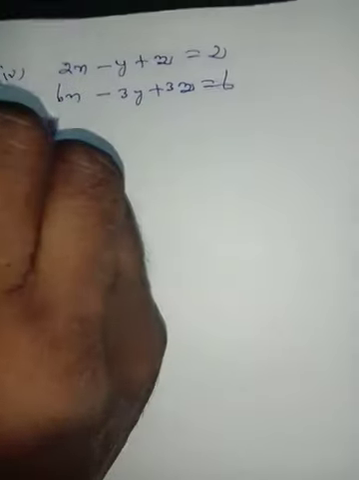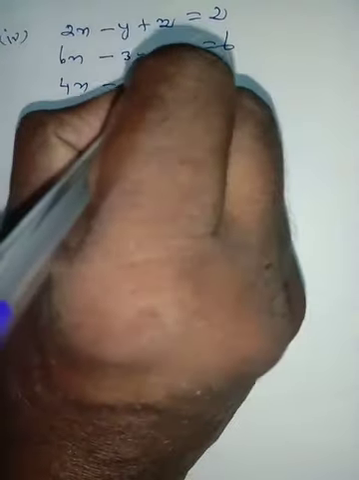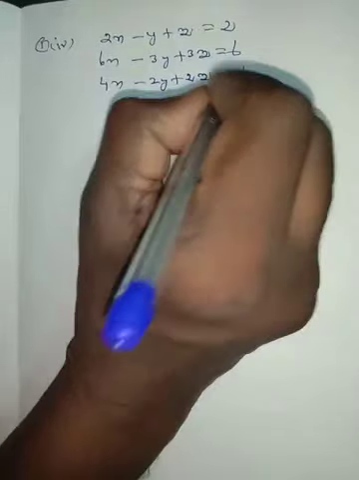Exercise number 1.6, sum number 1, subdivision number 4. 2x minus y plus z is equal to 2, 6x minus 3y plus 3z is equal to 6, 4x minus 2y plus 2z is equal to 4.